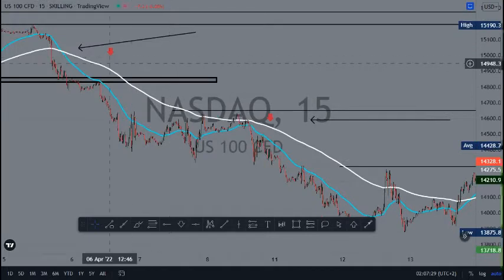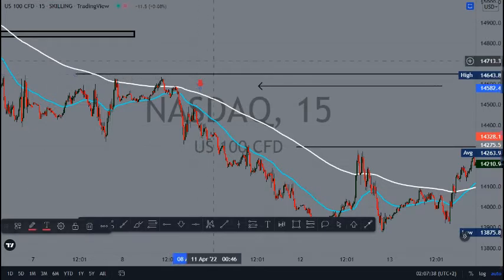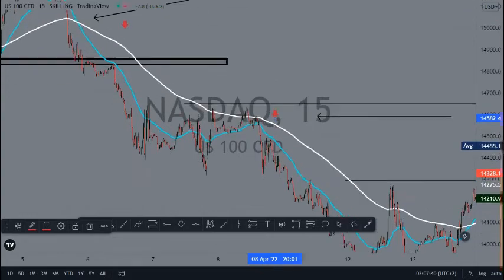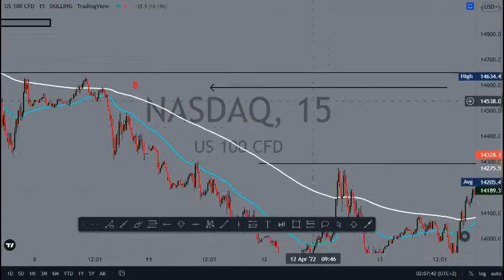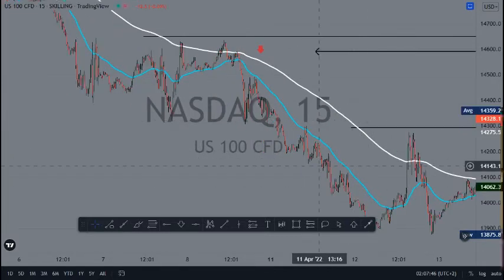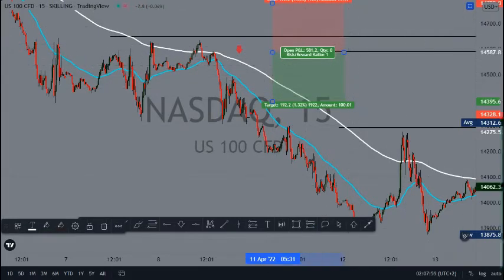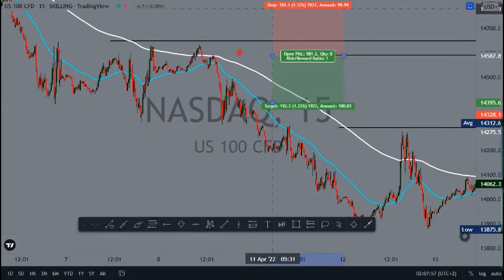So we can see we got our peak formation, and then the market came to the 200 EMA, and then look what happened. The market dropped at this area. We got a massive drop, and this would have been our reward. This could have been also our reward.